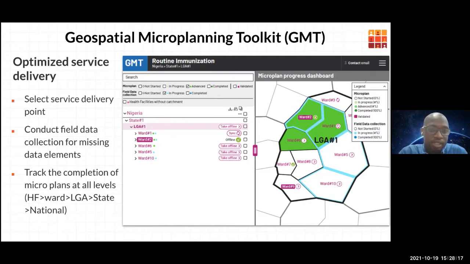And as you can see, it also provides an opportunity to track the completion of these microplans at the different administrative levels. So the national will track the state, and the state will track local government, and the local government will track the wards as well as the health facilities to ensure that these microplans are being effectively completed, and also adding the different layers of the population estimates. Next slide.